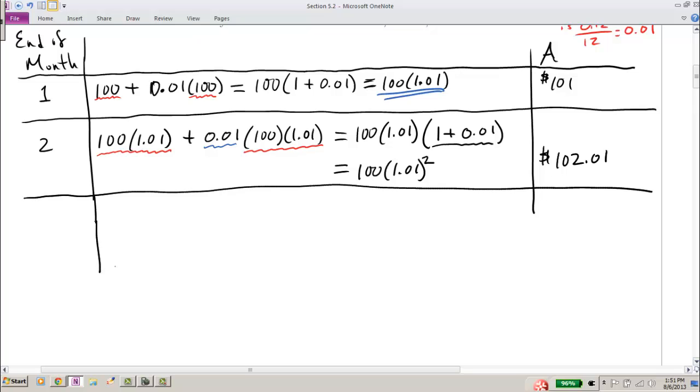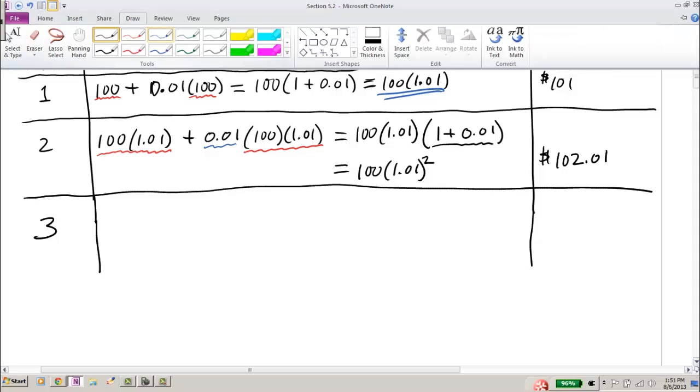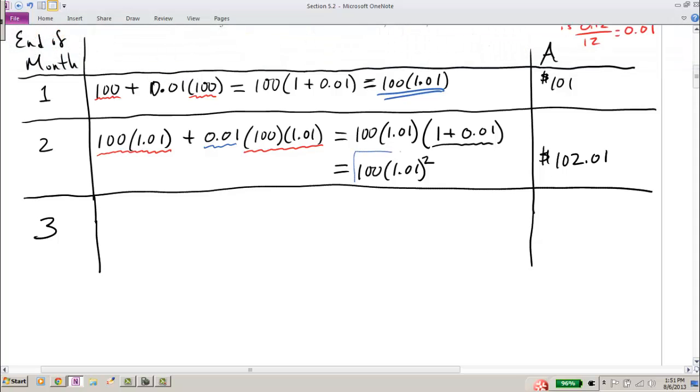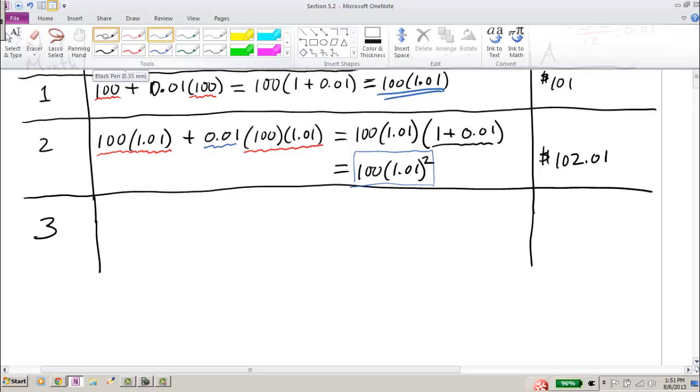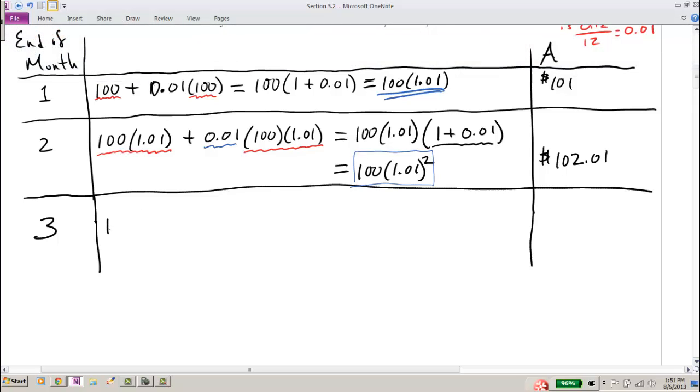Now let's look at what's happening at the end of month 3. Again, like we did in the last month, I'm going to start off with this expression for the amount at the end of month 2. So we've got definitely what we had at the end of that month plus the interest accrued on this amount, which is 1%.